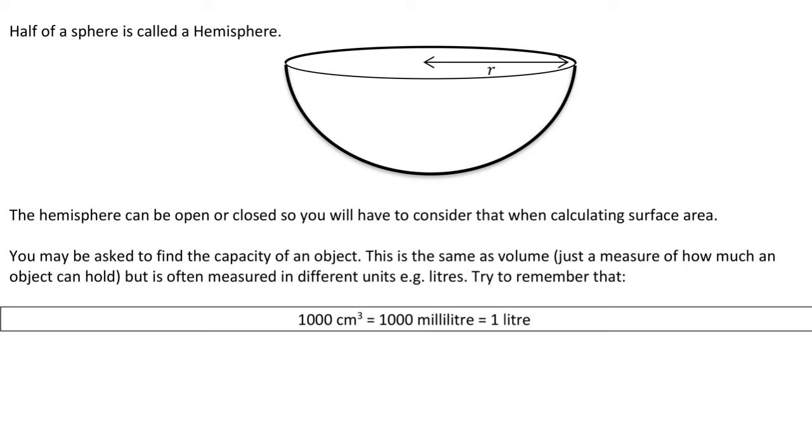Now, capacity is just the same idea as volume. It's just a measure of how much an object can hold, but very often we're asked to give our answers in litres, and the conversion between litres and cubic centimetres is that 1,000 cubic centimetres is equal to 1 litre, or 1,000 millilitres. So 1 cubic centimetre then must equal 1 millilitre.